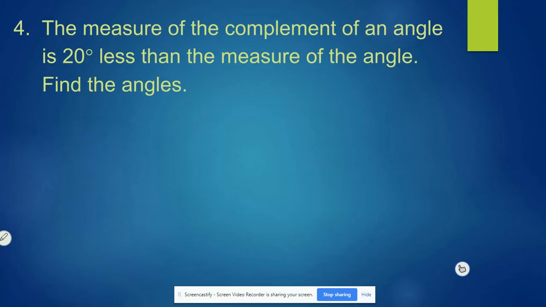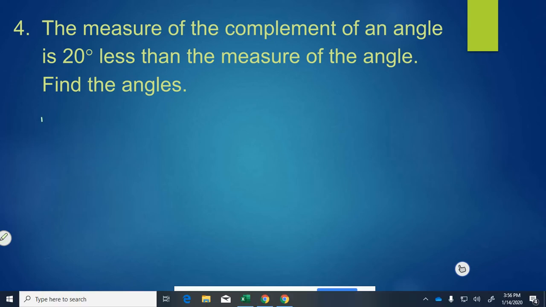Number 4, the measure of the complement of an angle is 20 less than the measure of the angle. Find the angles. So it doesn't say it as straightforward as the last one, so we're going to draw a diagram. It says that we have complementary angles, so I'm drawing a right angle, and I'm going to split it into 2. Again, it says the complement of an angle is 20 less than the measure of the angle.